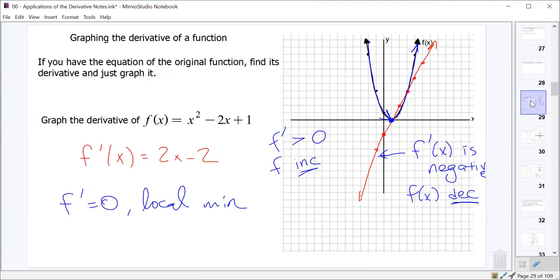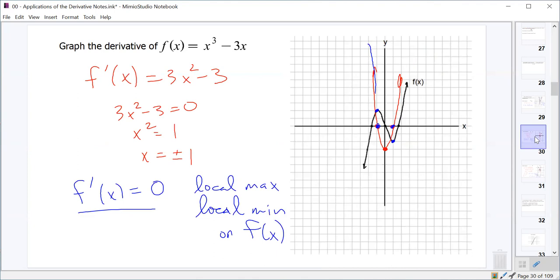If we look back at the first function, our parabola is always concave up. Right? This is an a is greater than 1 parabola. It's always concave up, and its derivative is always increasing. So that still holds. And the same is true on the second one we looked at. When my original function was concave down, its derivative decreased. And when my function was concave up, the derivative was then increasing.